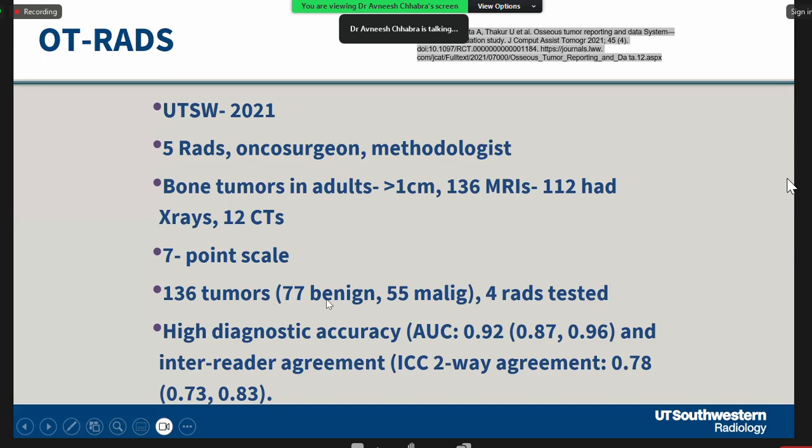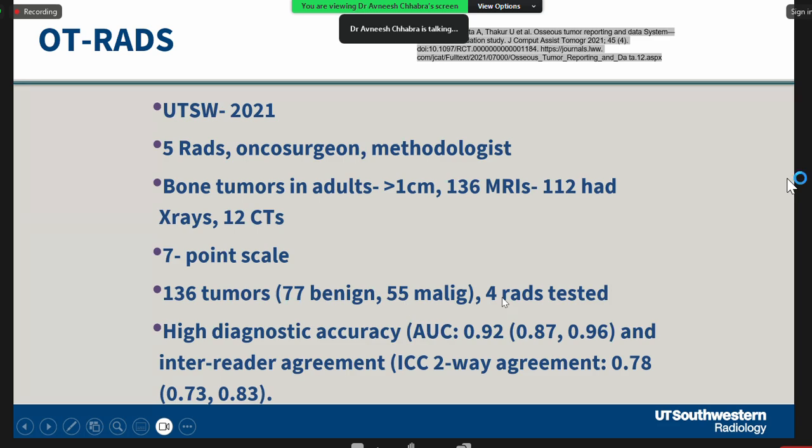So among them, 77 were benign, 55 were malignant. Again, we had a larger portion of malignant than you would see, but if you were to keep so many benign and less malignant, you need a very large sample. And having 3 modalities in there becomes tough with all the reference standards.